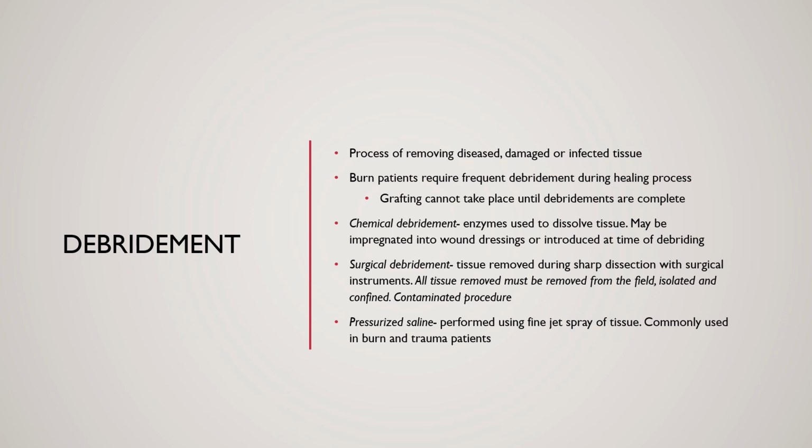Surgical debridement is when tissue is removed with sharp dissection using surgical instruments. All tissue that is removed needs to be removed from the sterile field, isolated and confined. This is considered a contaminated procedure, and that's for obvious reasons. If we are taking off this disease or infected or dead tissue, we do not want to introduce it or have the chance of introducing it to that healthy tissue that we are uncovering underneath.